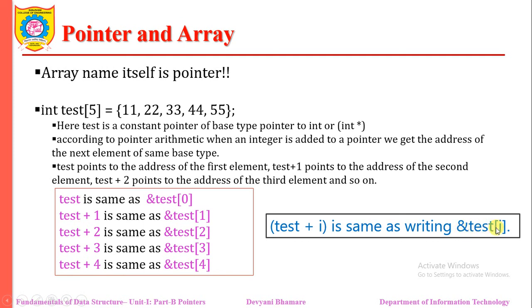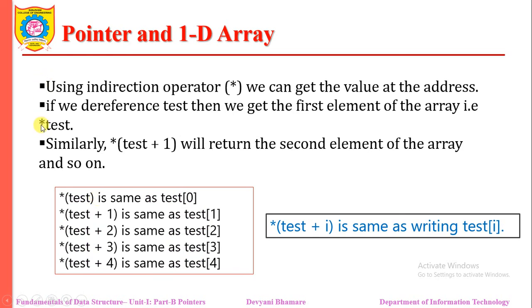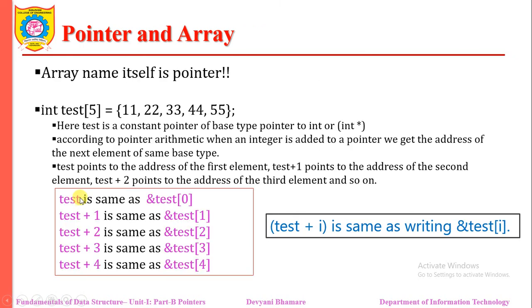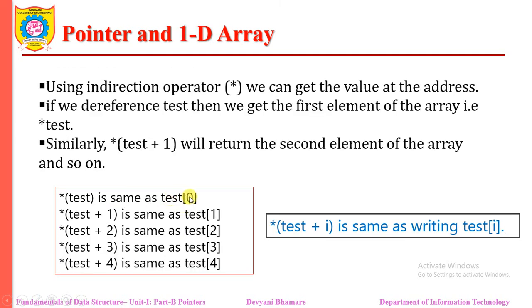And if we want to access that element, what do we use? Right, we use the value-at operator. It is preceded by an asterisk. So if we write asterisk test, what does it mean? It gives us the value at test, which is the value at the address of test of 0. It is nothing but the element test of 0. Similarly, the value at test plus 1 gives us the second element of the array. So in general, star of test plus i gives us the value in the array at the ith location.